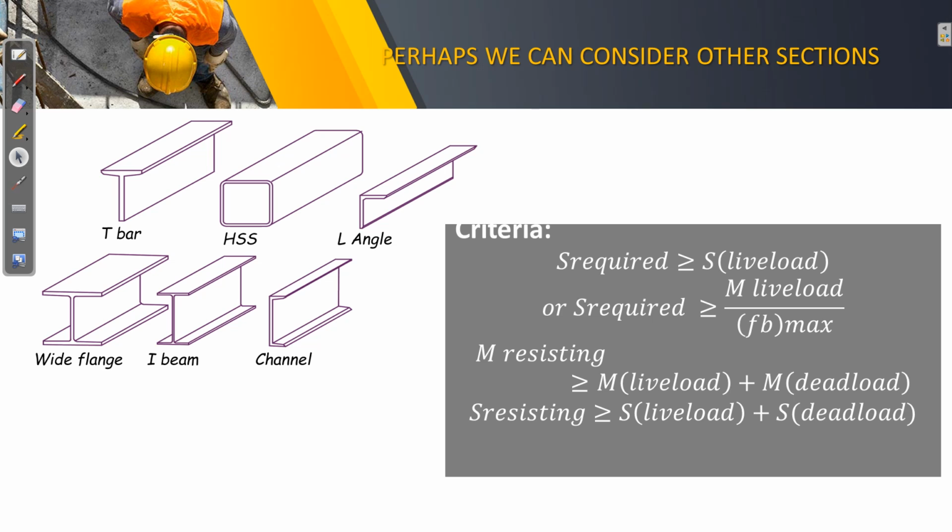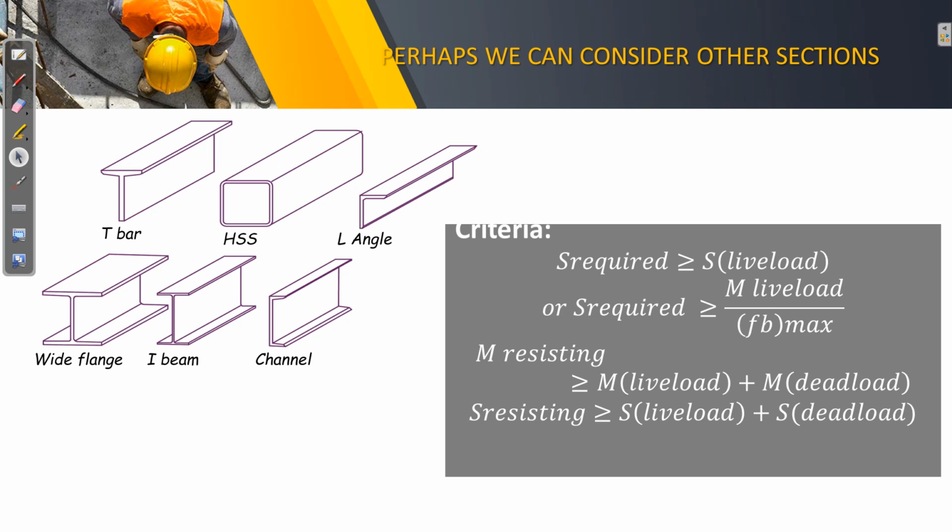So that is why your section modulus, by the way, this is S required. It is denoted by S because it is elastic in nature, or it could be also Z, or plastic section modulus. So as we can see, S required is greater than or equal to S of live load. So initially, we are going to have live load as a criteria because initially we do not have yet an estimate of your self weight.